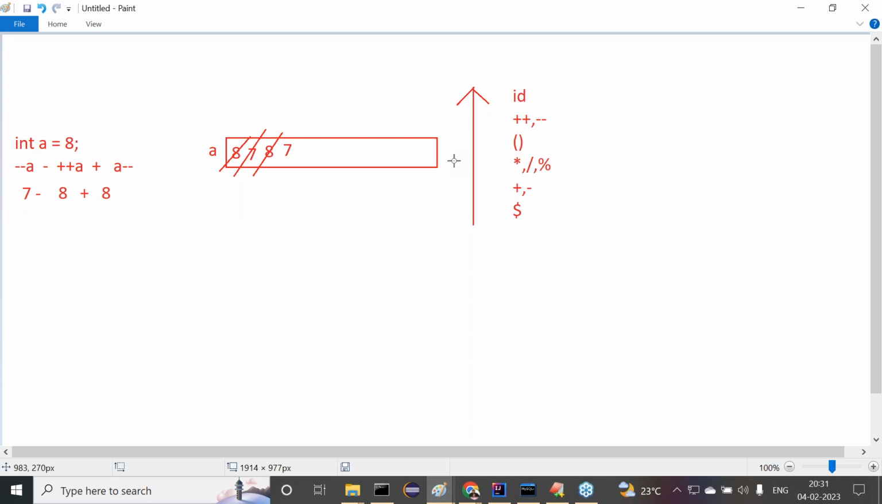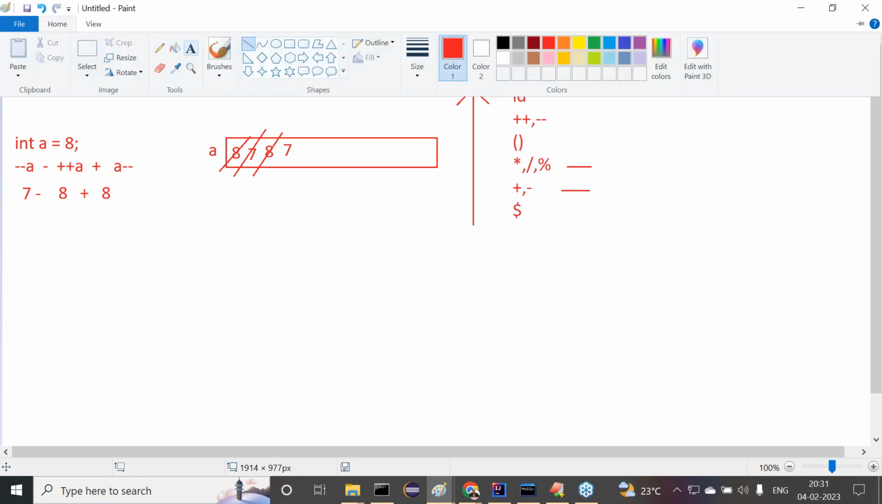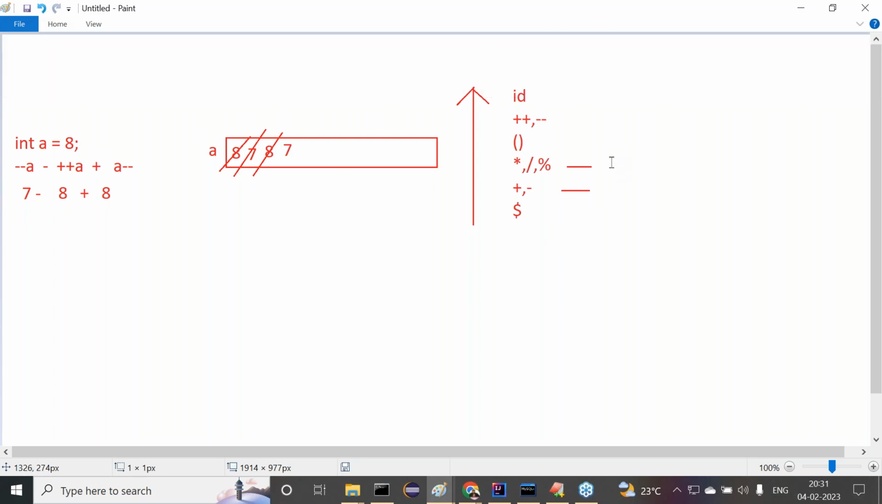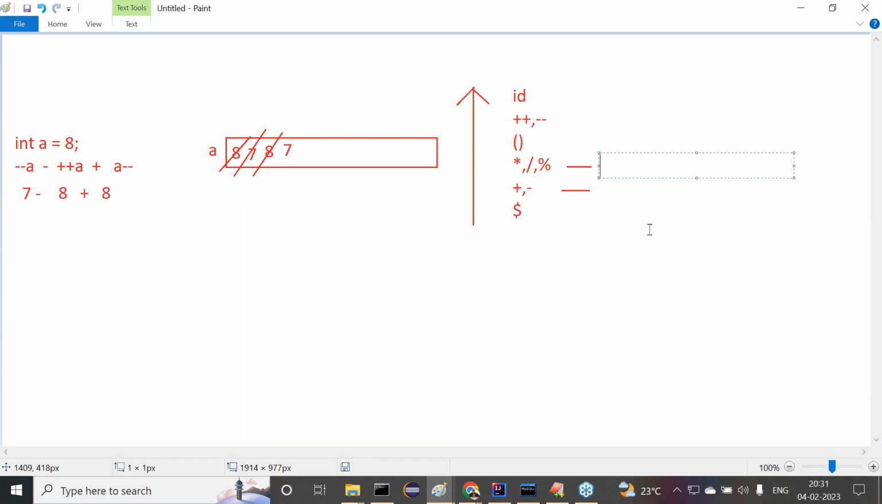Not only that, if more than one operator has the same priority, here in this case, then automatically associativity rules will come into the picture. What are these associativity rules? Left associativity and right associativity.